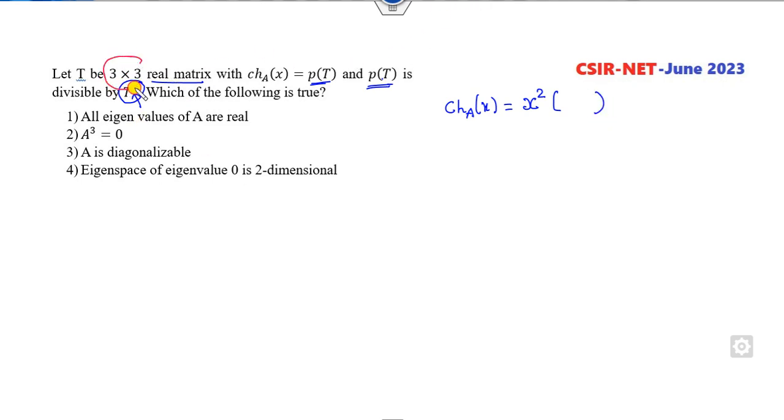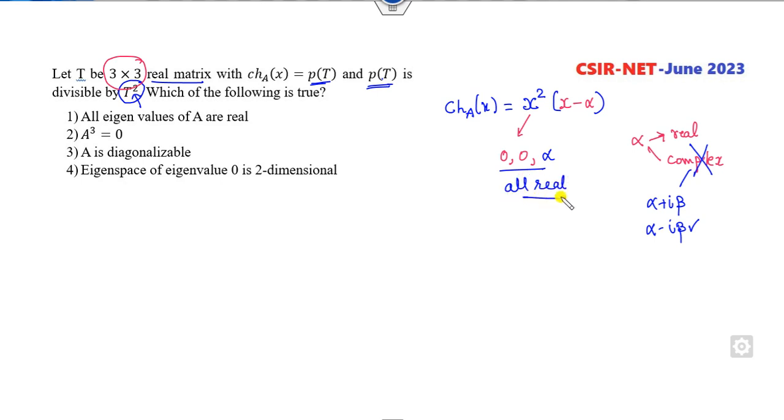Now it's a 3 cross 3. So the two eigenvalues corresponding to this are 0, 0. The third eigenvalue I can consider as alpha. Now this alpha may be real or it may be complex. But we all know that if alpha plus i beta is an eigenvalue, then alpha minus i beta is also an eigenvalue. But there is only one number. It means a complex number will not be there. So the third eigenvalue is alpha, and all are real. So all the eigenvalues of A are real is the right answer.